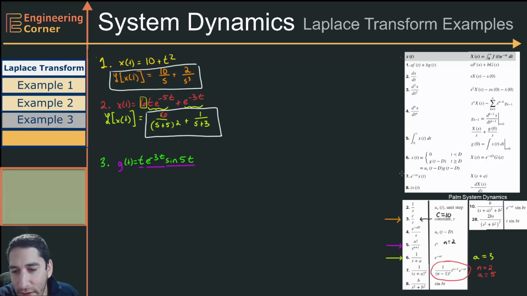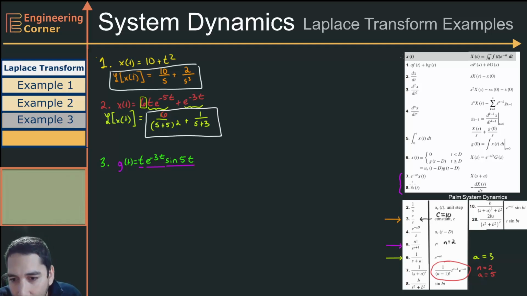When I get down here to entry 7 and 8, I have something that looks close to what I have in this example. So number 7 says it's e to the minus at times some function x of t, and that's why I changed it to a g of t, because this x of t is not this main function that we're working with. It's a broken up part of it.